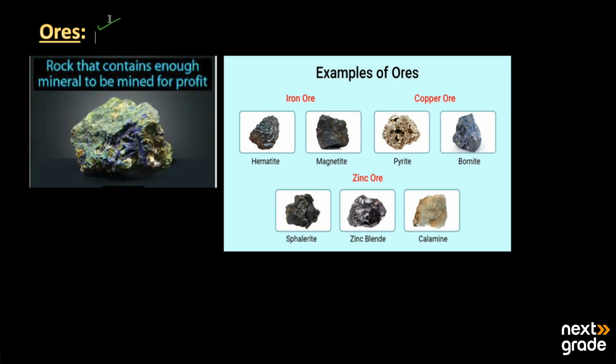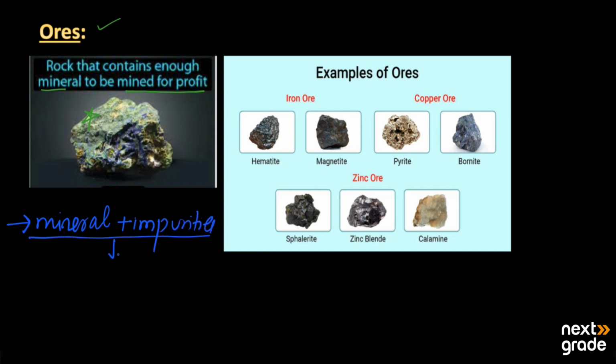Now, what is ore? The rock that contains enough material to be mined for profit is known as the ore. The rock which has a percentage of minerals and can be mined for profit is known as the ore. The second definition of the ore is an aggregate of the mineral, that is the metallic compound, along with the impurities. The mineral with the impurities is known as an ore.